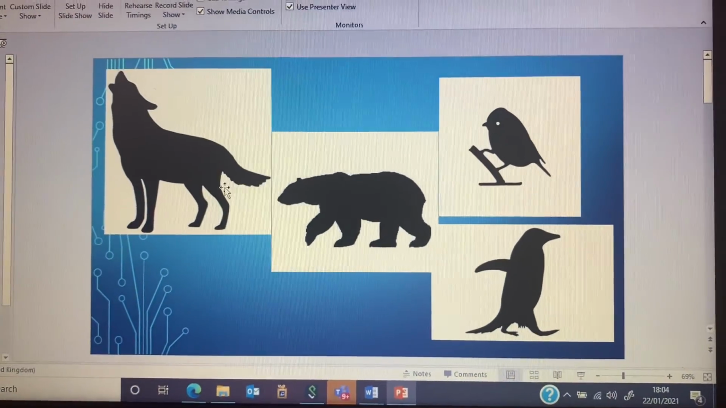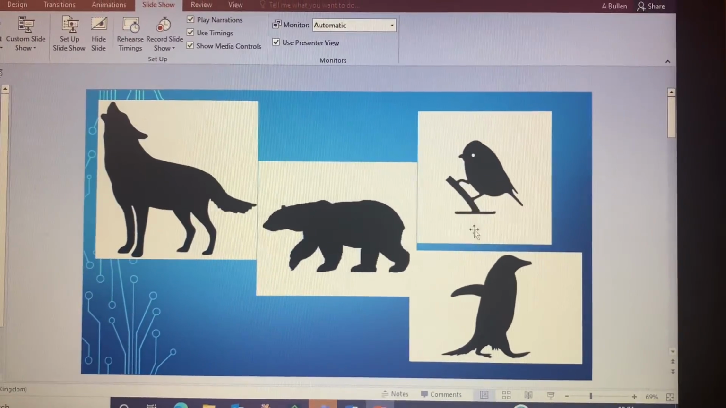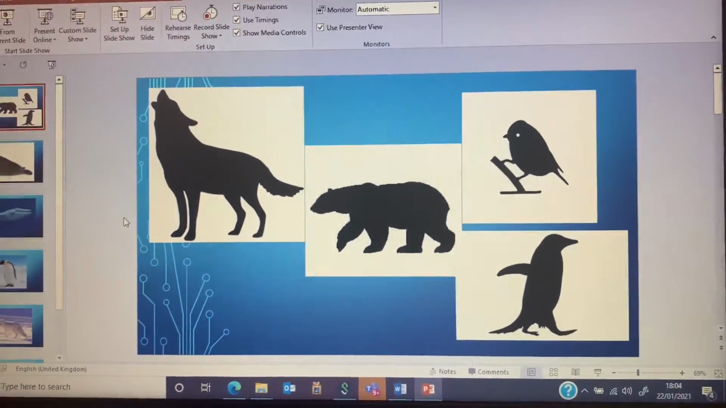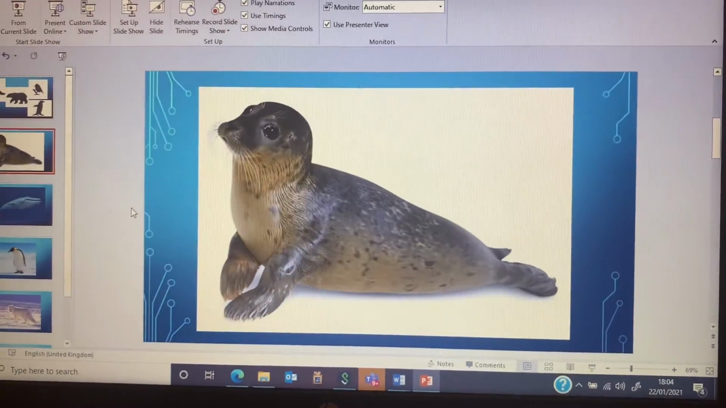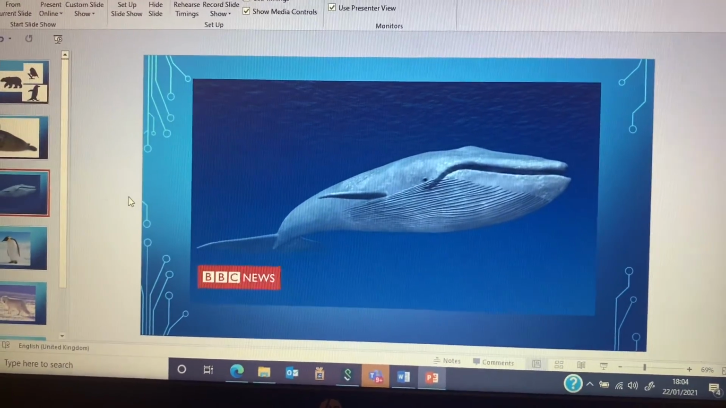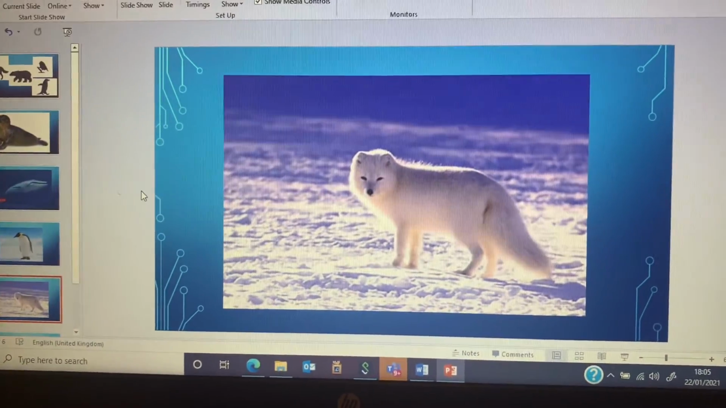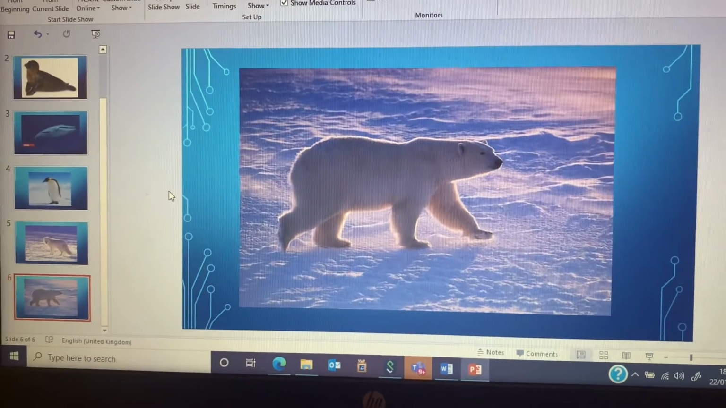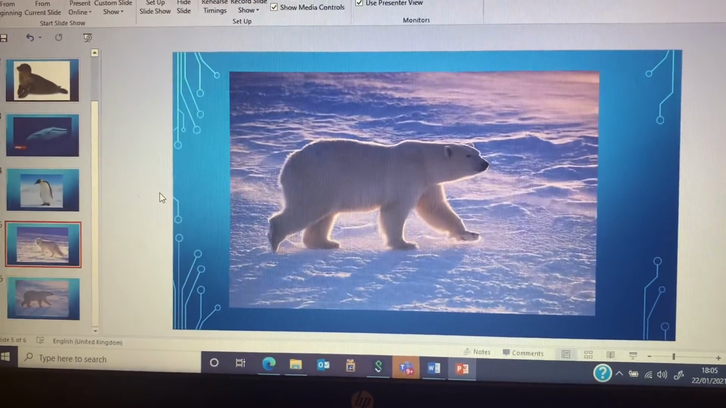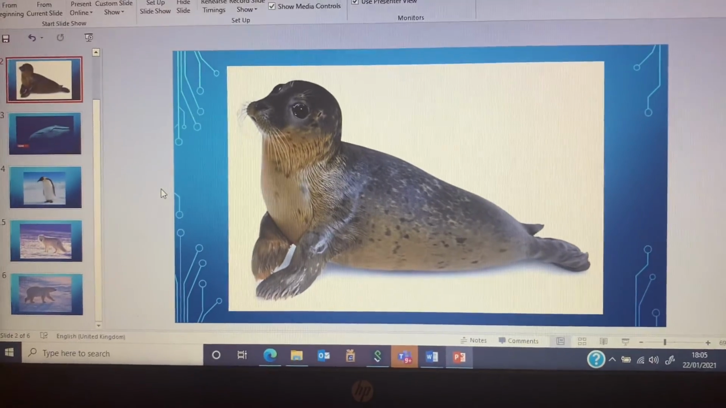Okay, so here we have a wolf, a silhouette of a polar bear here, a silhouette of a robin, and a silhouette of a penguin. Now I'm also going to show you some examples of some animals that you might like to choose. So here we have a seal, a blue whale, a penguin, an Arctic fox, or a polar bear. So these are some of my examples, but you might like to research some other animals and not choose one of the ones I've chosen. So it can be a land animal or an animal that lives in the sea.